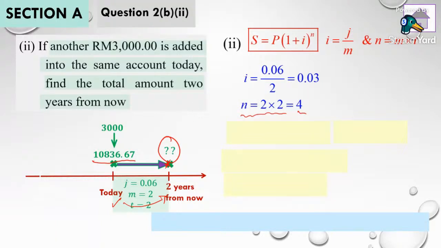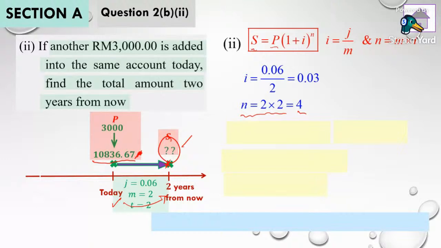In our calculations, after we identify this information for I and N, we need to identify the S and P that we want. First of all, based on the information just now, the P is the amount that we have inside the account now, which is the original 10,836.67 accumulated plus the 3,000. This is the P value that we have. And the S value will be the value that we want to find out for this question.